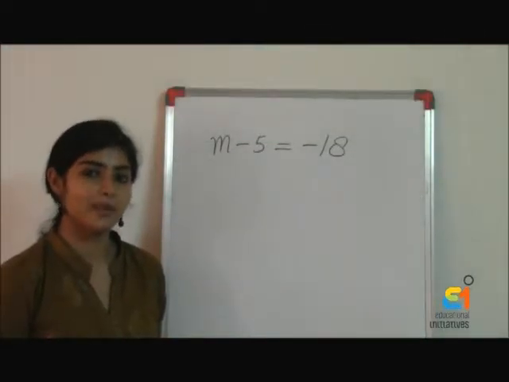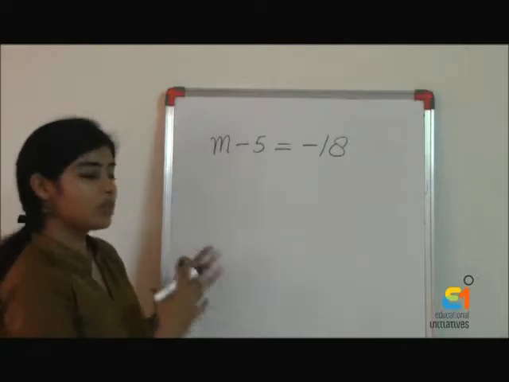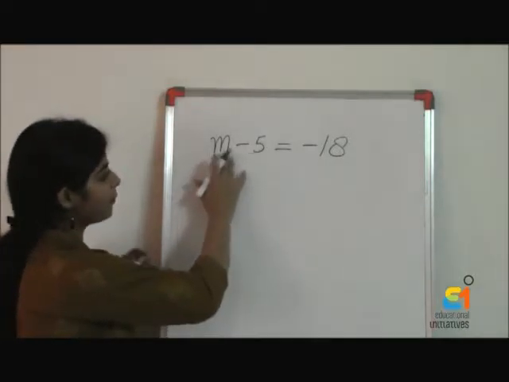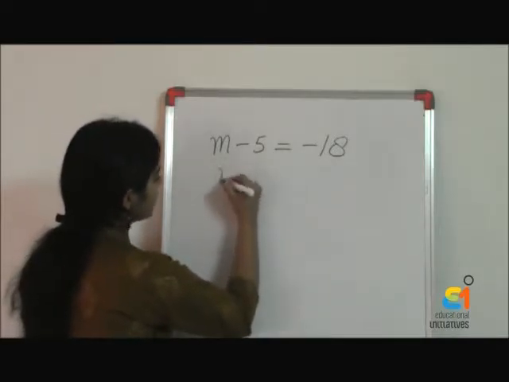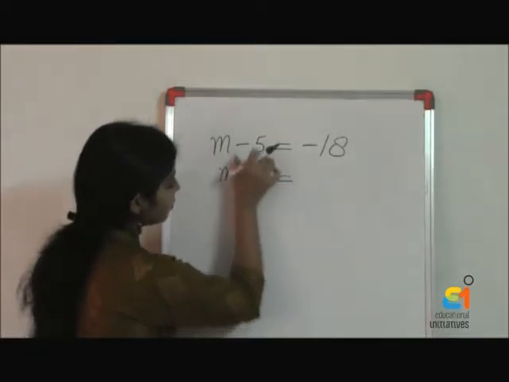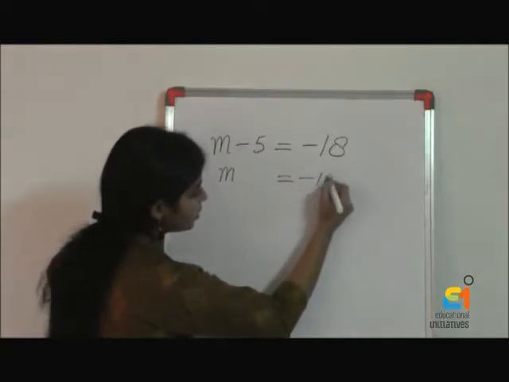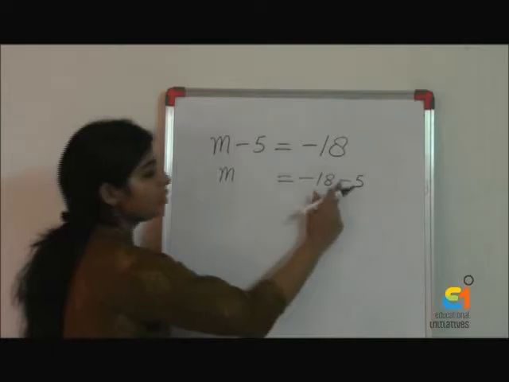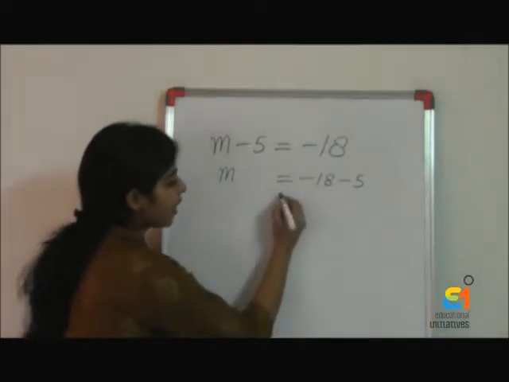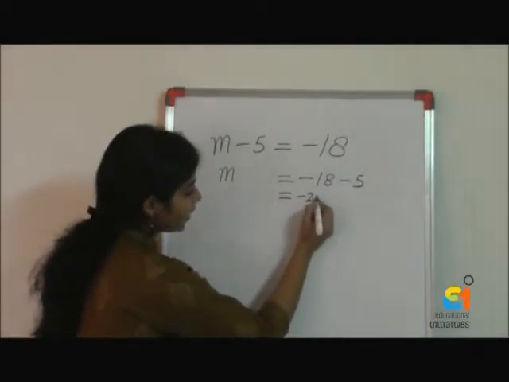Let's look at an example. While solving equations of this type, m minus 5 is equal to minus 18, students at times shift the minus 5 to the other side of the equal sign, but they do not change the negative sign to a plus sign here, and that is how they get the answer as minus 23.